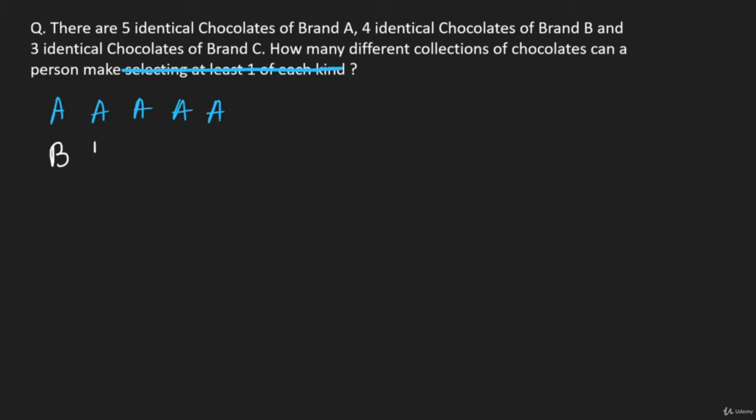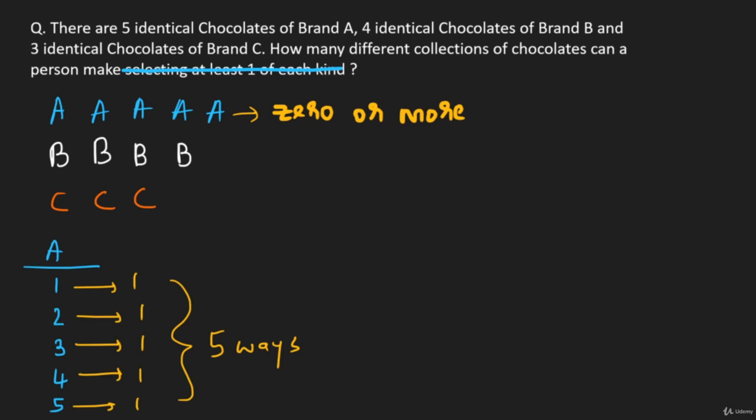You have 5 of A, 4 of B, and 3 of C, right? Now, in how many ways can you select 0 or more from A? We already know that at least one can be selected in 5 ways, right? You can select one in one way, 2 chocolates in one way, 3 chocolates in one way, 4 chocolates in one way, and 5 chocolates in one way.